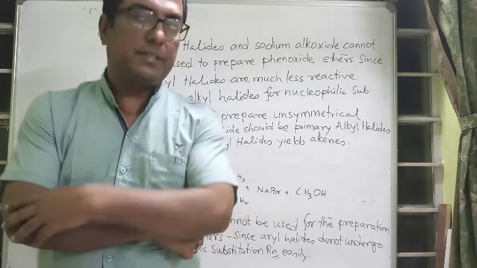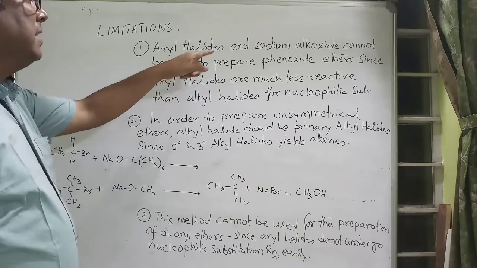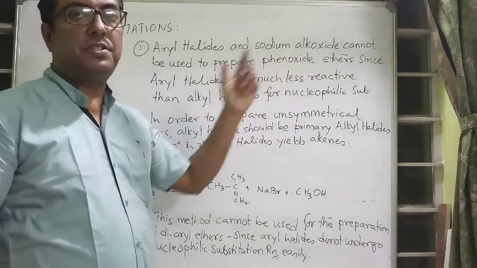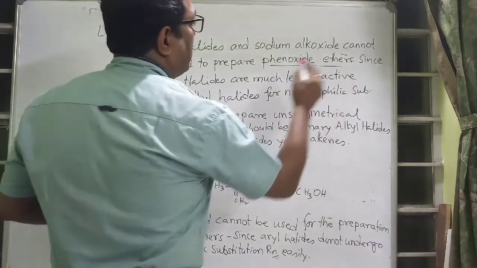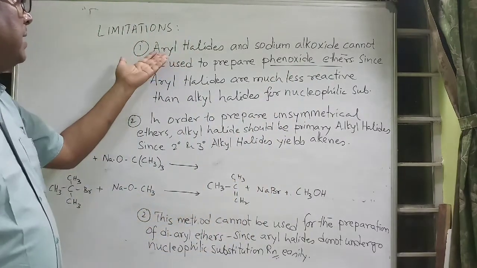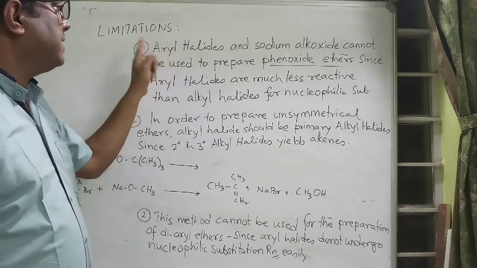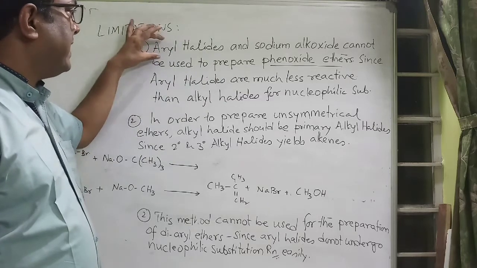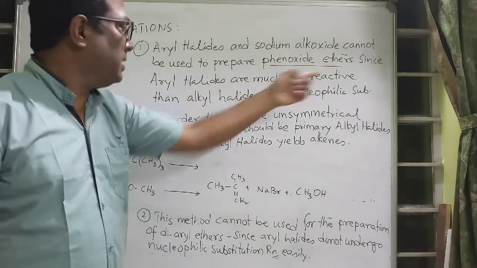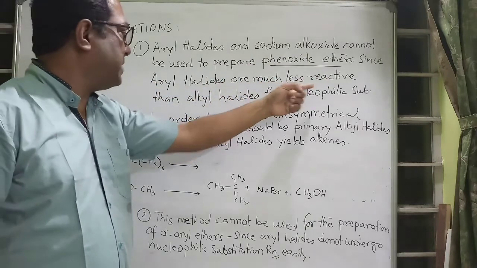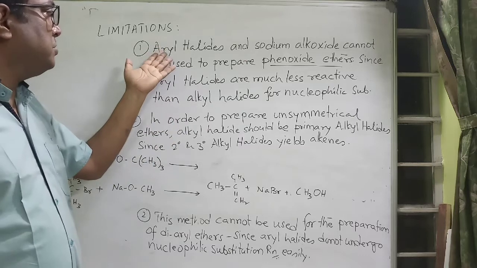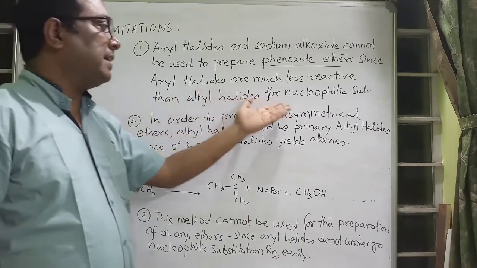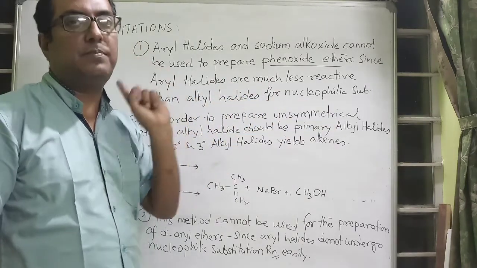The first point is that aryl halides and sodium alkoxide cannot be used to prepare phenoxide ethers. This is very important: we cannot make phenoxide ethers by this process. Why not aryl halides? The answer is very simple. Since aryl halides are much less reactive than alkyl halides, we cannot use them, because they are very less reactive and cannot undergo nucleophilic substitution reaction. This is the first point that you have to know.